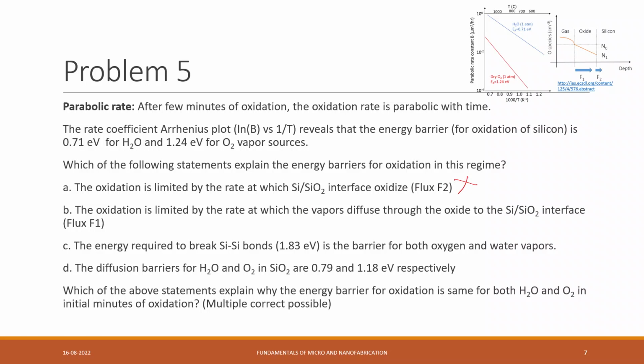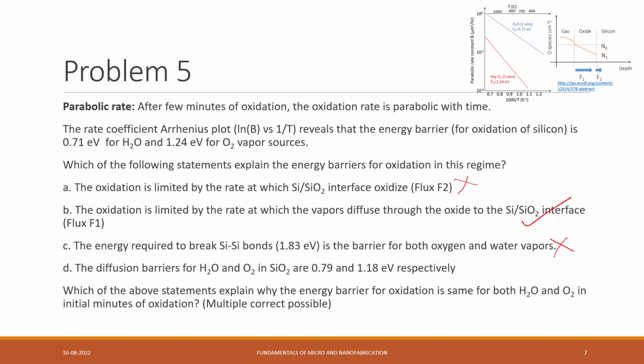The oxidation is limited by the rate at which vapors diffuse through the oxide. So this is correct. The C option is the energy required to break silicon-silicon bonds is the barrier for both. As we discussed, here the diffusion is the important factor, so this is not a rate determining thing. The energy is required for breaking these bonds, but the rate determining step is what we are concerned about.